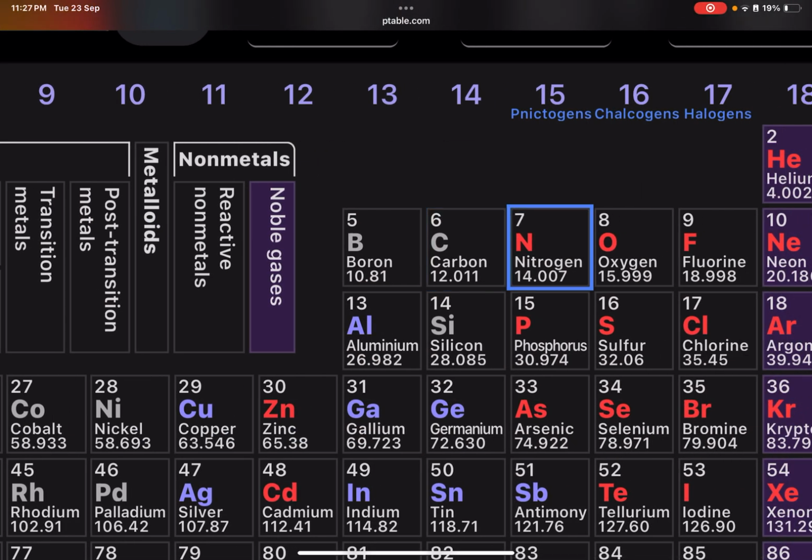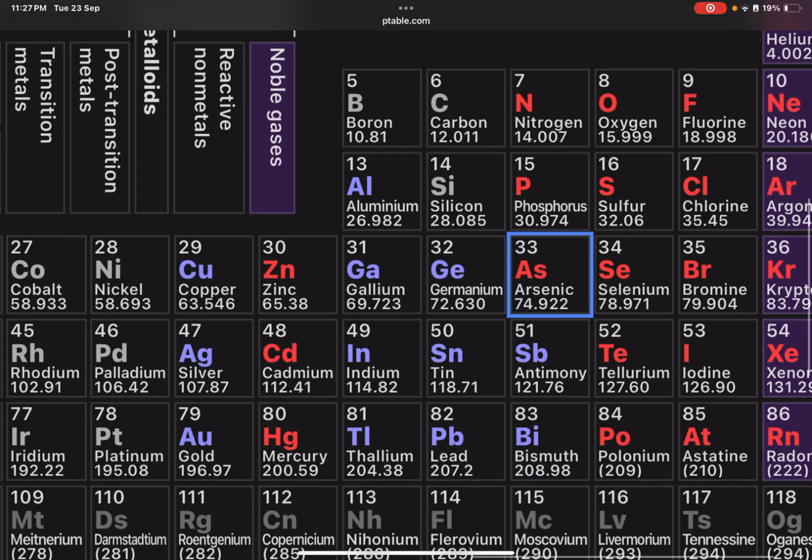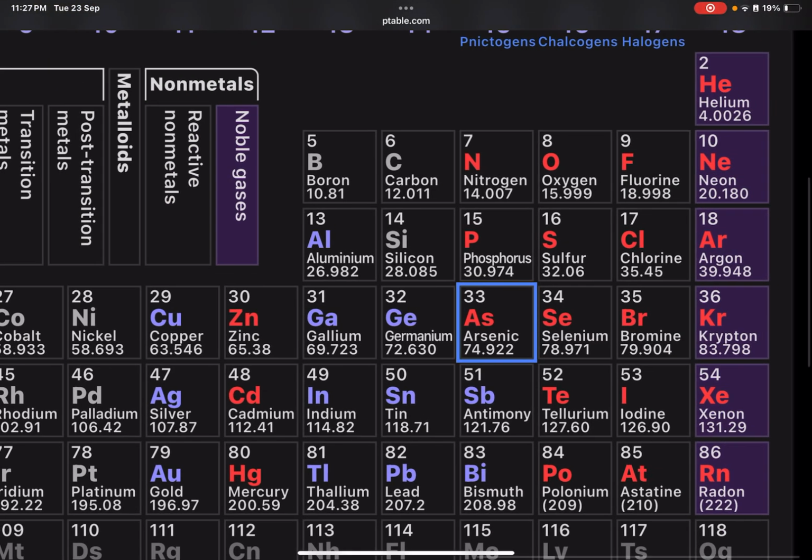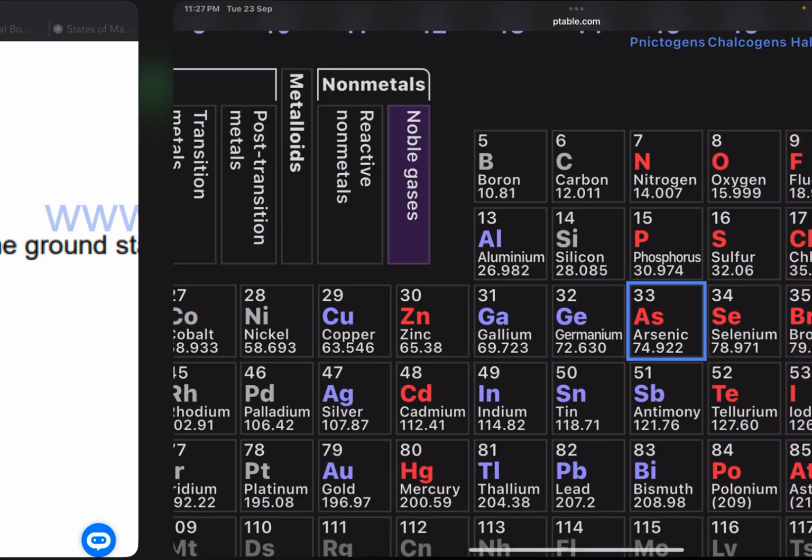And nitrogen is going to be 2p3. Arsenic is going to be, first we need to figure out the period: 1, 2, 3, fourth period. In the fourth period, it's in P block, 4p1, 4p2, 4p3. So arsenic is going to be 4p3. That's how you figure out the configurations.